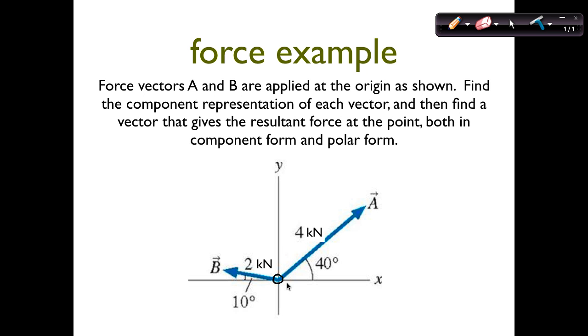So what I'm giving here is what's called polar representation of the vectors. Polar, which is magnitude and direction as an angle. So the 4 kilonewtons and 40 degrees, that's called a polar representation of the vector, which goes back to the concept of a vector, right? We said at the very beginning, what are vectors? They have direction and magnitude. So the polar representation is the more literal representation in terms of direction and magnitude.